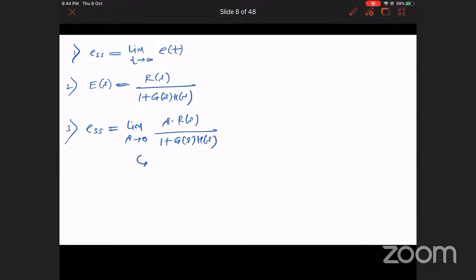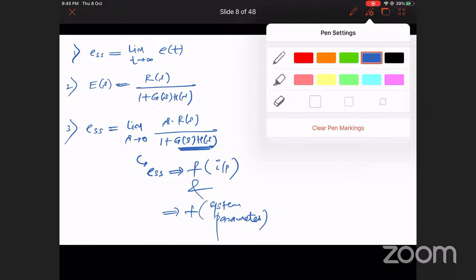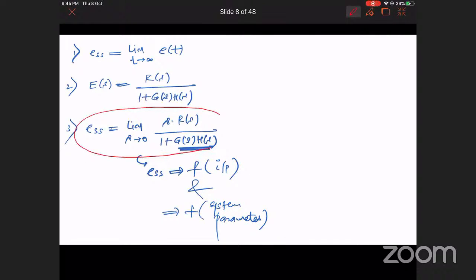So from this we concluded that ESS is a function of input and ESS is also a function of system parameters, that is nothing but G of s H of s, guys. And one more thing I told you, this ESS formula is applicable for unity as well as non-unity feedback system. So I'm just taking a short revision, guys.